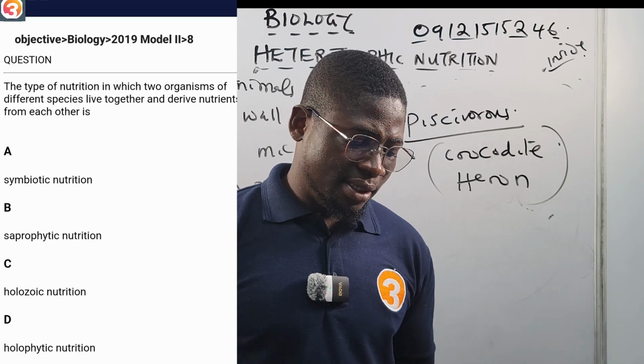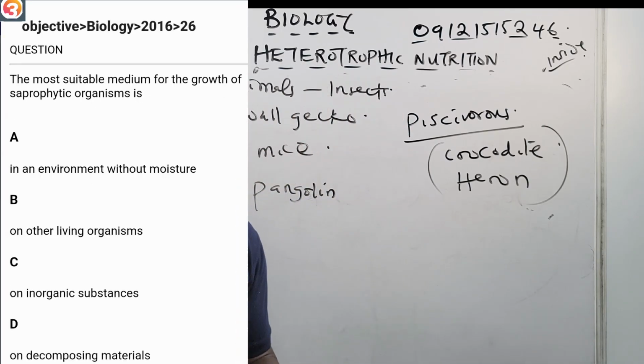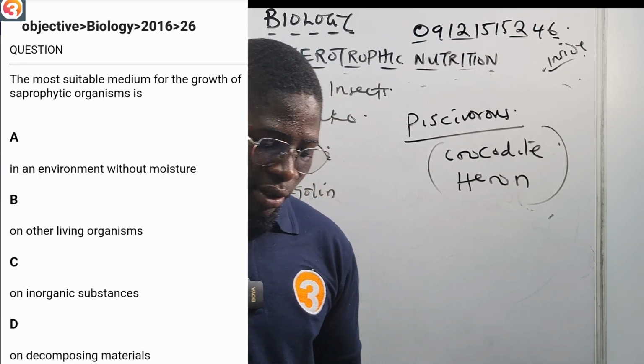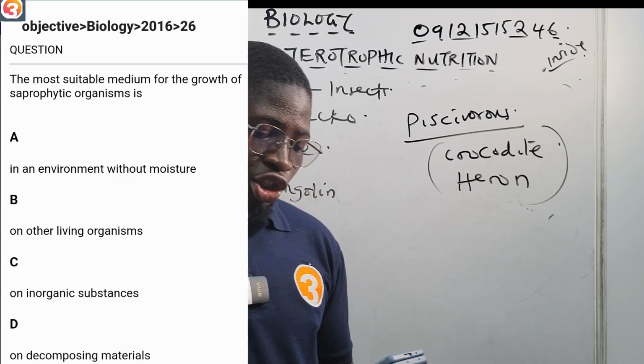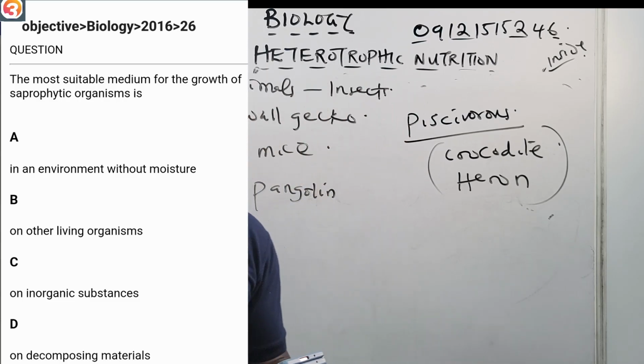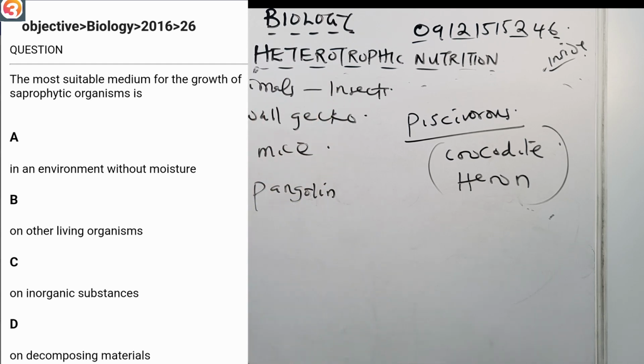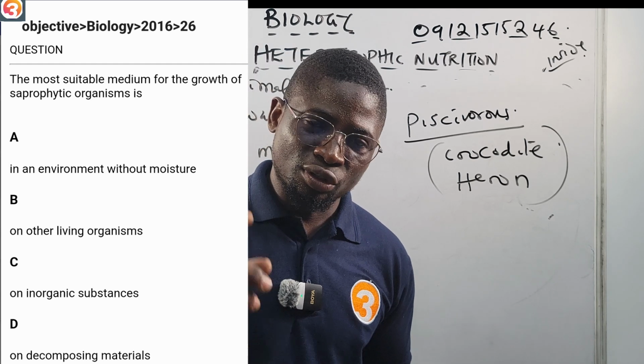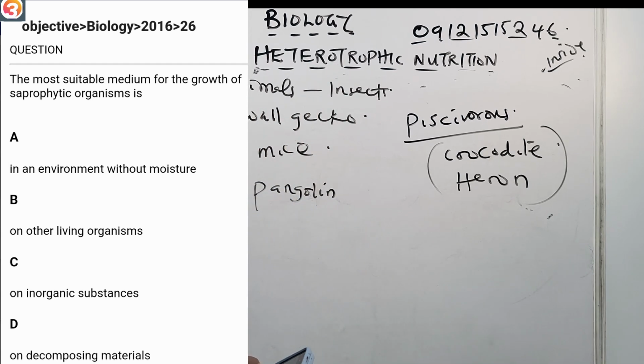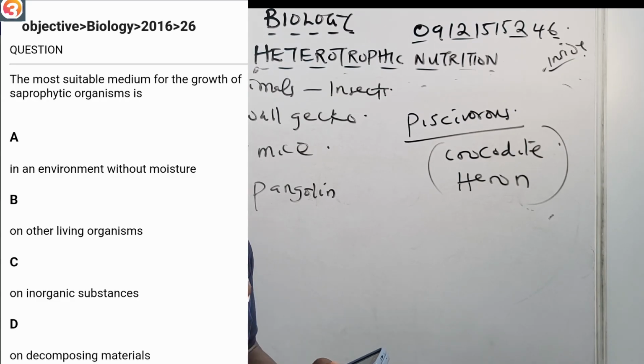2016 number 26: the most suitable medium for the growth of saprophytic organisms is what? A says in an environment without moisture. B says on other living organisms. C says on inorganic substances. D says on decomposing materials. The correct answer is option D, on decomposing material. They grow on hot and humid places.